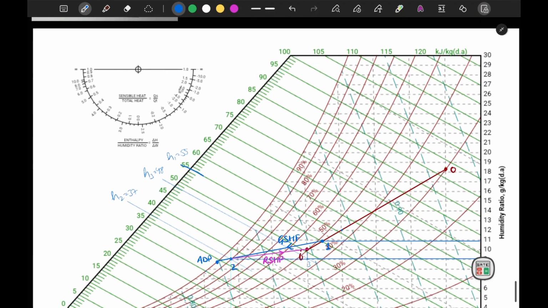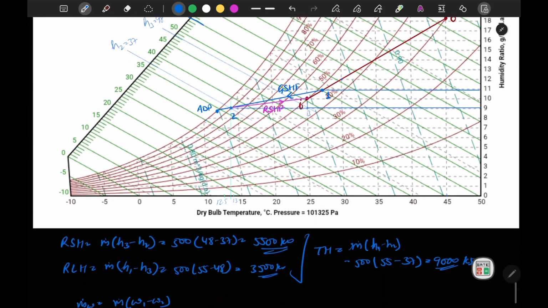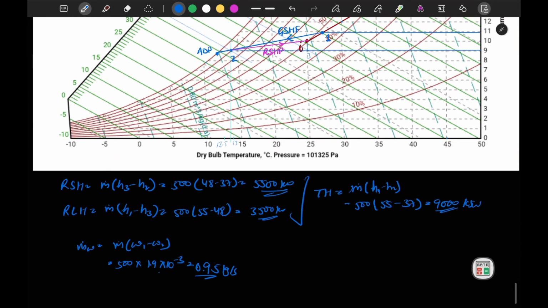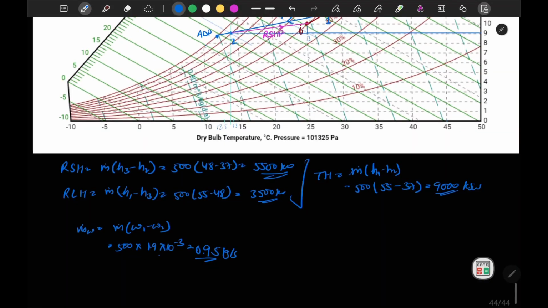So we have plotted all the points on our psychrometric chart, and we can solve all the parts: room sensible heat, room latent heat, mass condensation rate of water condensate, and our total heat. I hope you understood this problem well. Thank you for this session.